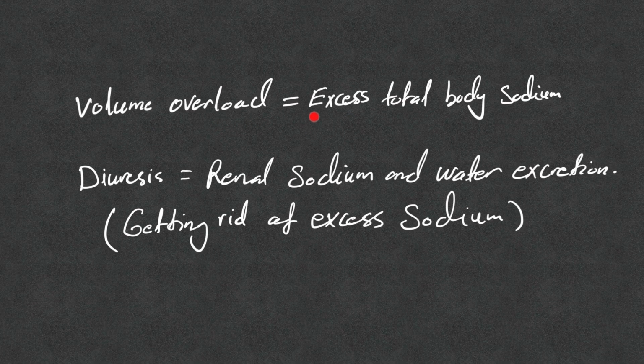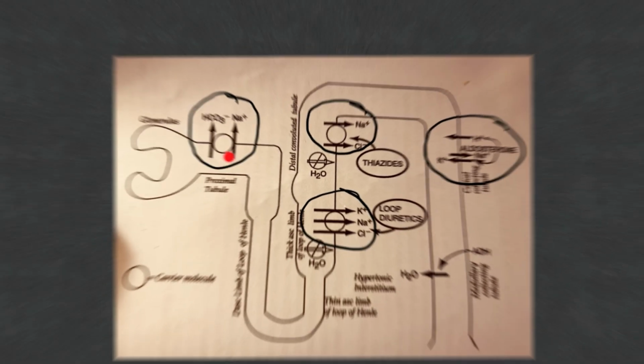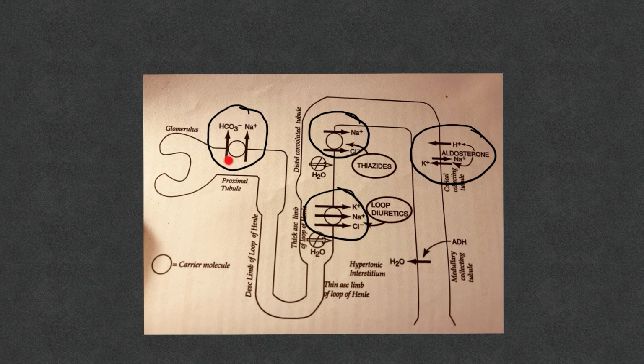Volume overload means excess total body sodium. So diuresis is basically renal sodium and water excretion, which means getting rid of excess sodium from the body. Here are the sites where sodium gets reabsorbed. The filtered sodium gets reabsorbed at the proximal tubule, then the thick ascending loop of Henle, distal convoluted tubules, and the collecting duct. So anything that blocks the reabsorption of sodium will lead to sodium excretion and diuresis.